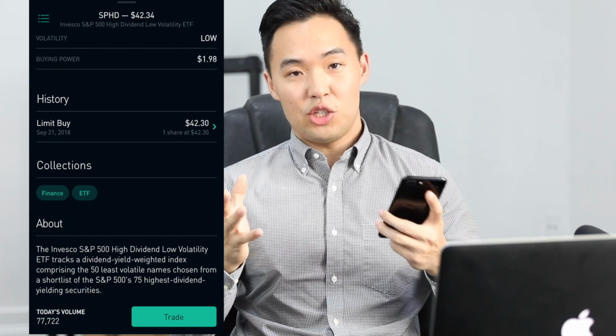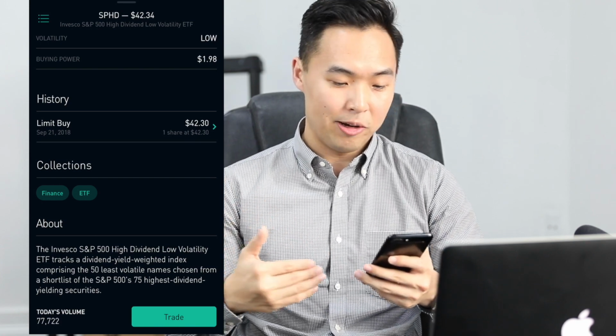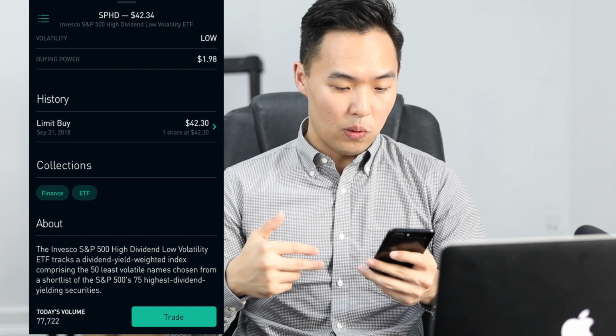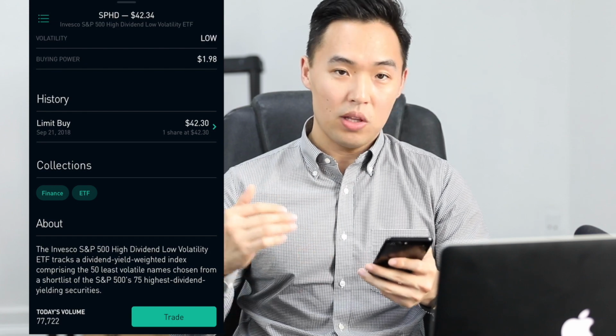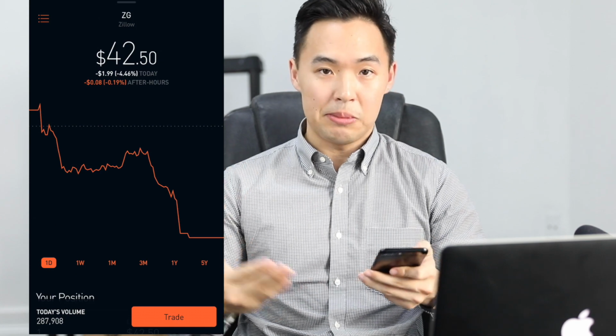So just to let you guys know my mindset going into investing with the Robinhood app, I'm going to be looking for very stable stocks. Every month I'll be paid out some types of dividends.